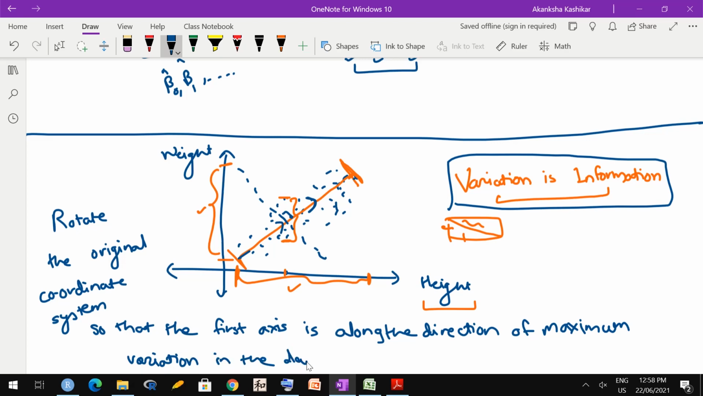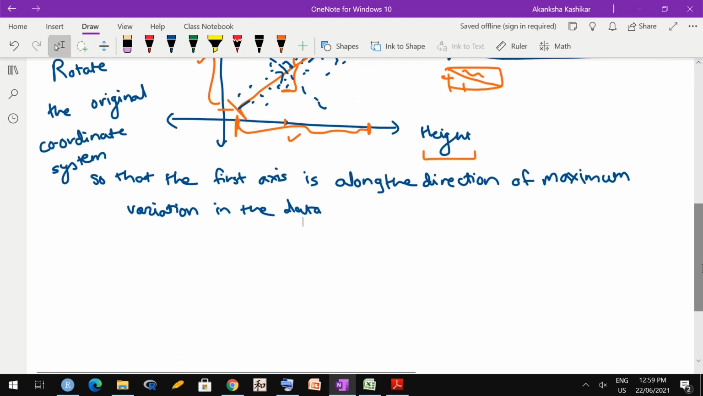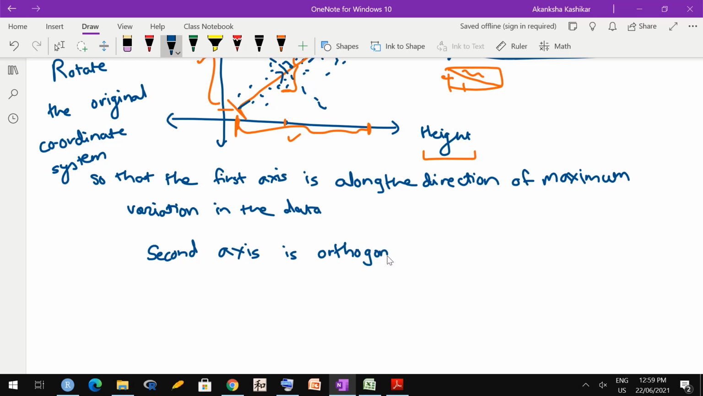Now here I have only 2D data set, only bivariate data set. So second axis automatically becomes this. But when you have multiple variables, more than 2 variables, you have a choice for second axis also. So you choose second axis to be along the direction of second most variation. Second axis is orthogonal to the first axis. Of course, that has to be there.